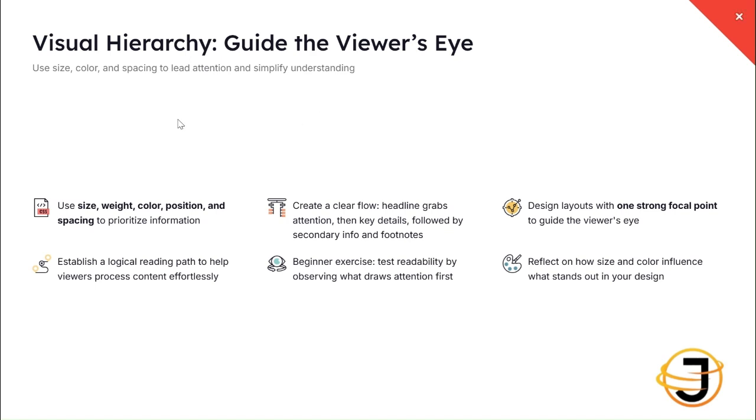So like this, you can see the title of this page is Visual Hierarchy Guide to the Viewer. This is the first thing you want viewers to read. Because it's the first thing you want viewers to read, it should be bigger. The main attention should be bigger. Let me give you an example.